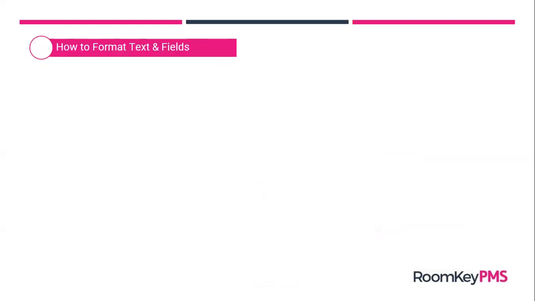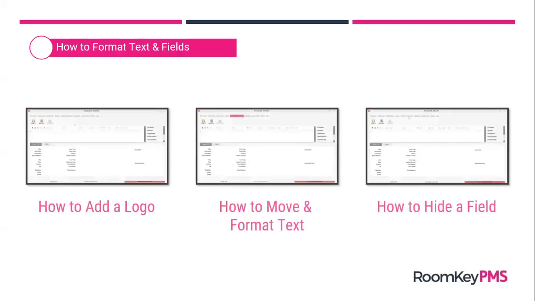So moving on, let's take a look at how to format text and fields and some common questions that we do get. I have 3 videos here that we'll take a look at one at a time with some basic formatting. Like I said, if you're brand new to Roomkey, your trainer and implementation specialist is going to go ahead and do this first one for you. They're going to add the logo to your different documents. But if you ever need to change your logo, you would follow these same steps included in this first video here.